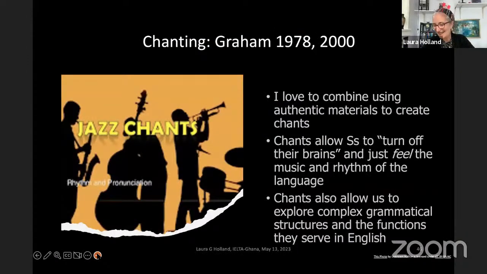Okay, we practiced. All right, now, jazz chants. So I love to combine authentic materials, using authentic materials to create chants. And chants, kind of like the back chaining, but even more so, allow students to turn off their brains and just feel the music and rhythm of the language. Chants also allow us to explore complex grammatical structures and the functions that they serve in English.